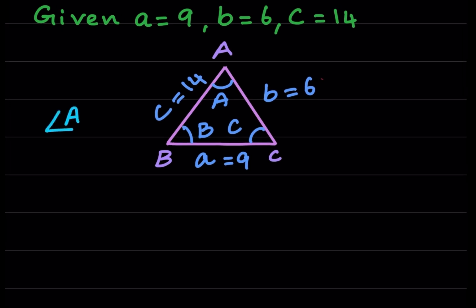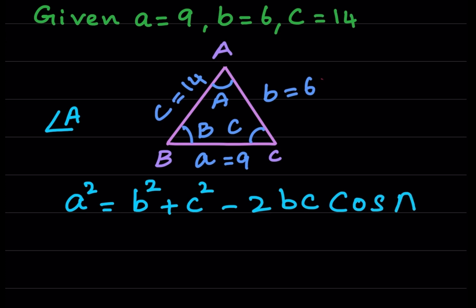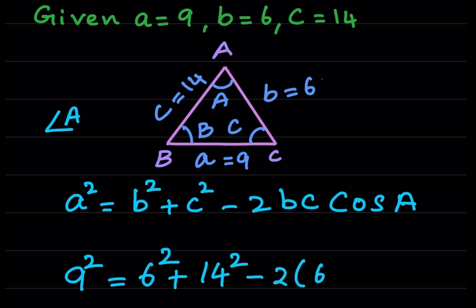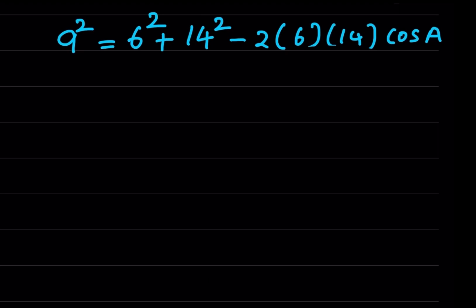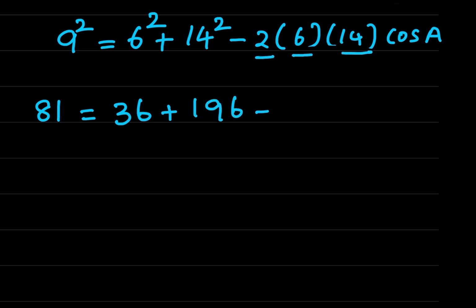First we are going to find angle A. I am going to use the law of cosine formula. a square is equal to b square plus c square minus 2bc cos A. Here a is 9, so 9 square is equal to b is 6, so 6 square plus c is 14, so 14 square minus 2, b is again 6, c is 14 cos A. 9 square is 81 is equal to 6 square is 36 plus 14 square is 196 minus 2 times 6 times 14 is 168 cos A.